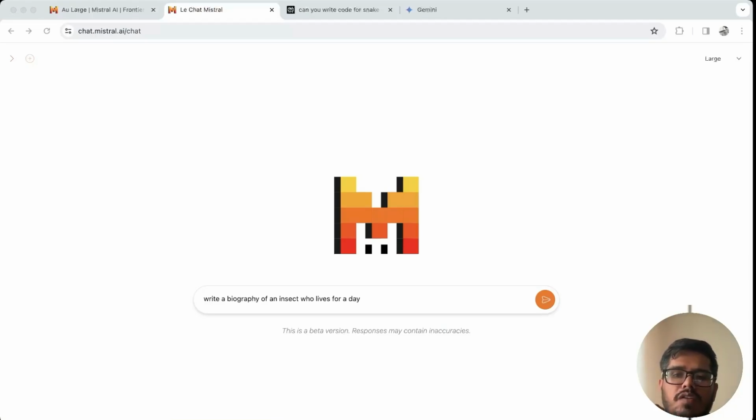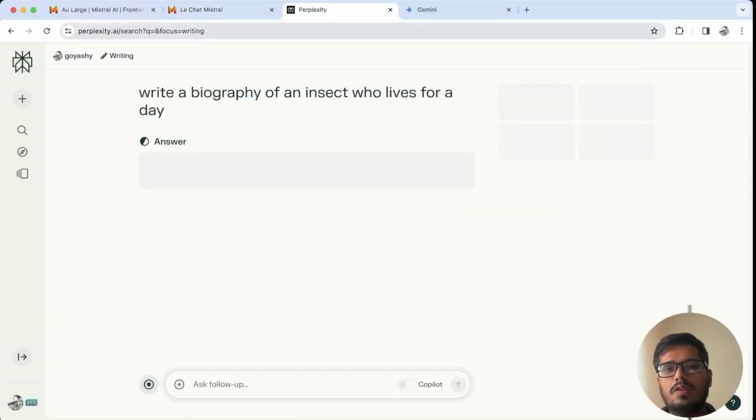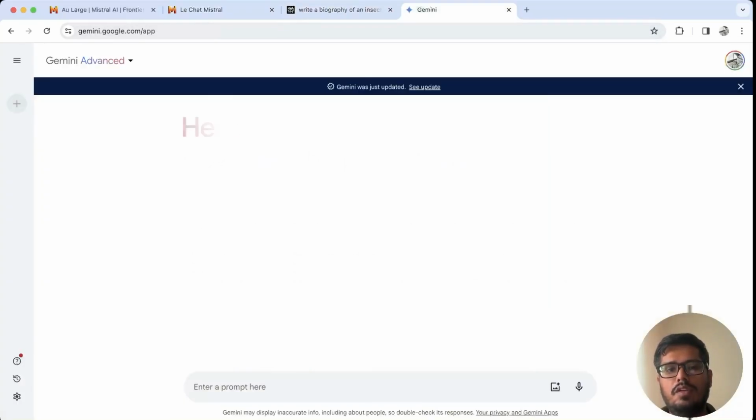So going to try one final prompt, and this time it's a biography of an insect who lives for a day. This is a fairly complex bio, so I'm just going to feed this to Mistral, and then I'm also going to be feeding this to GPT-4.